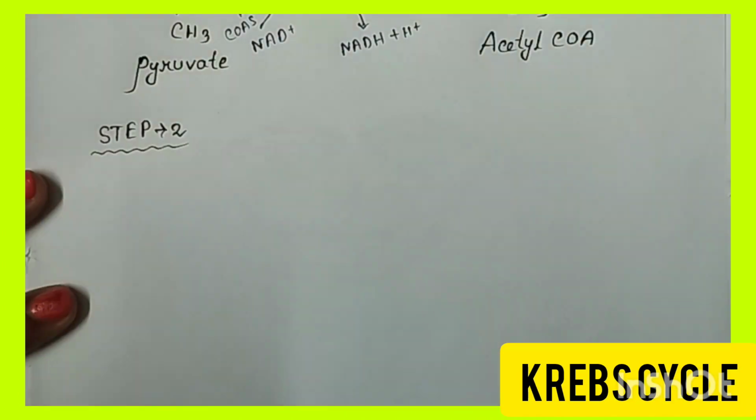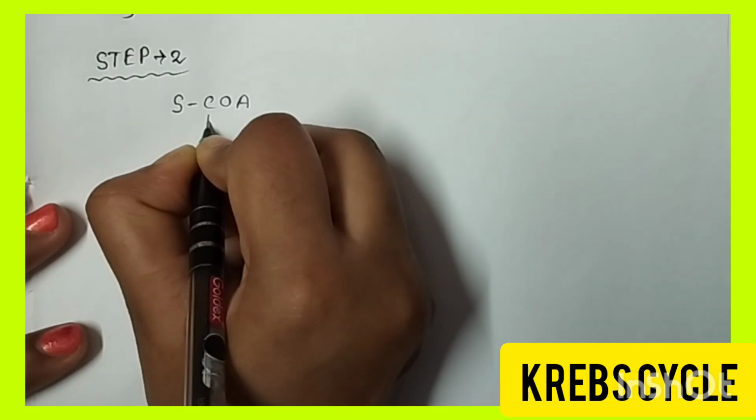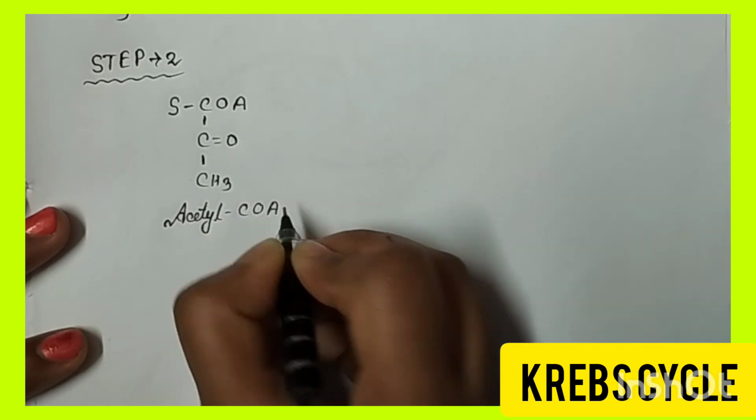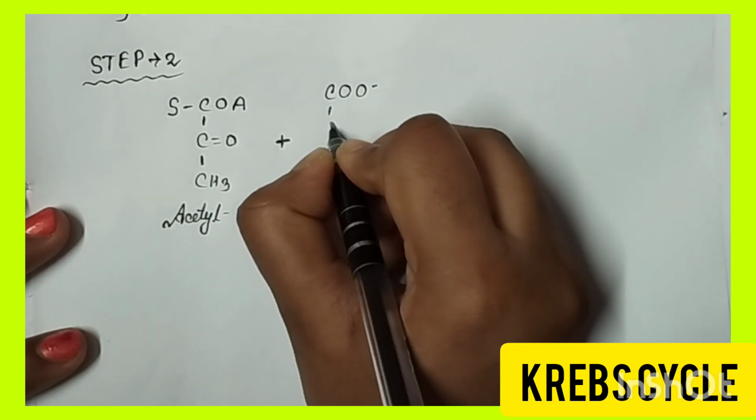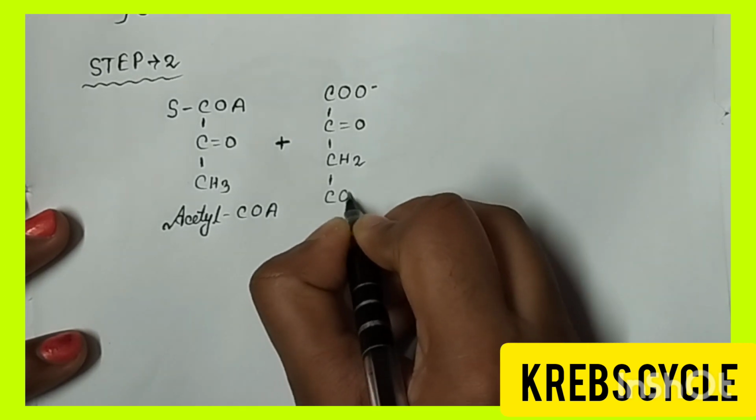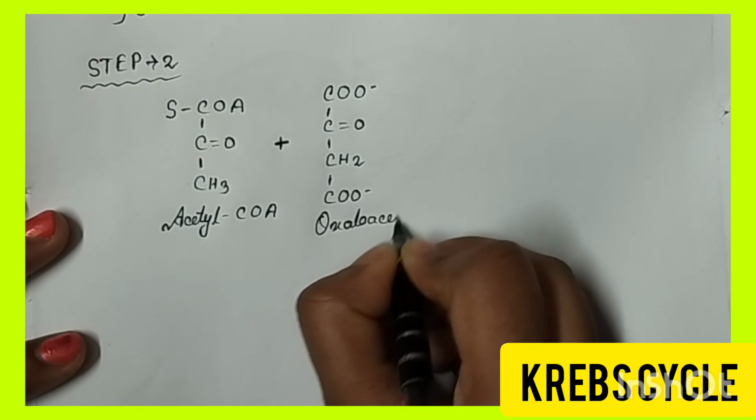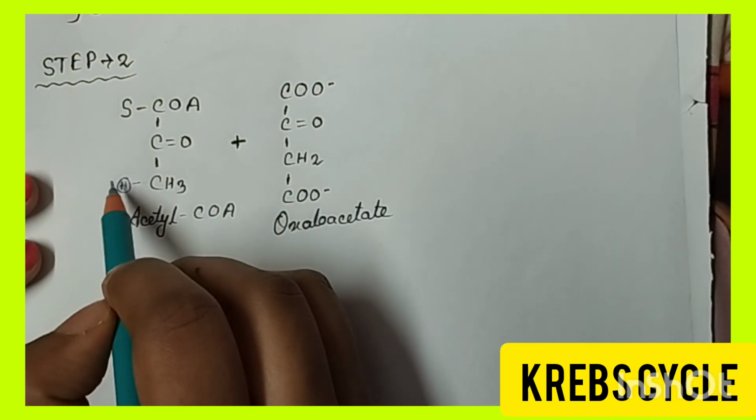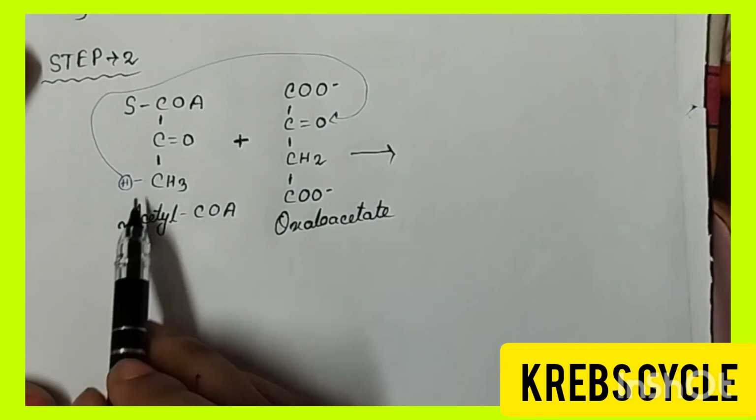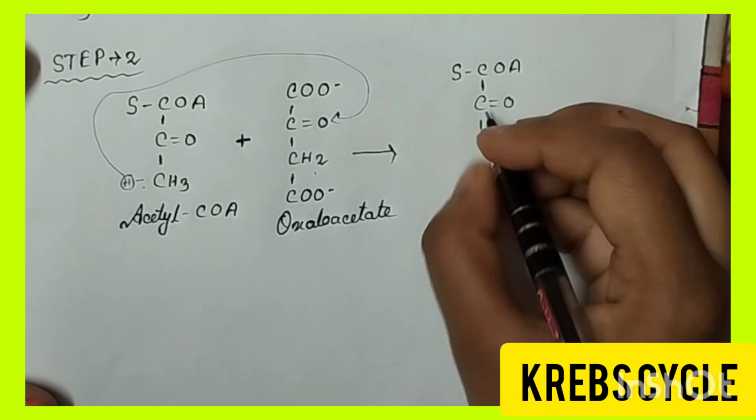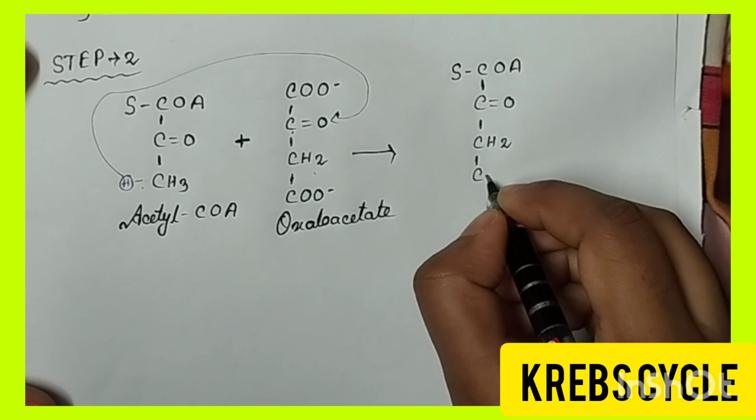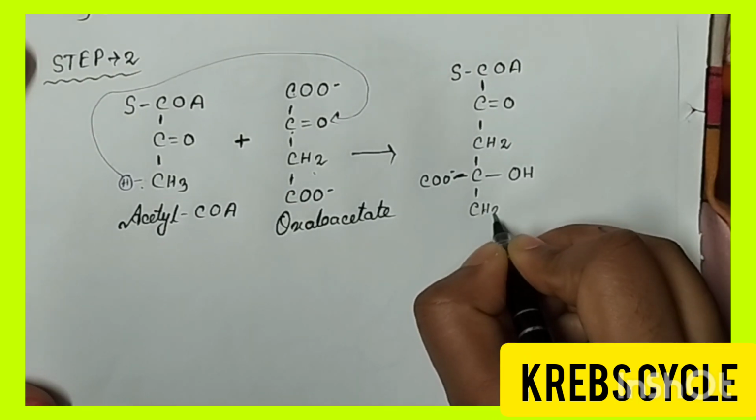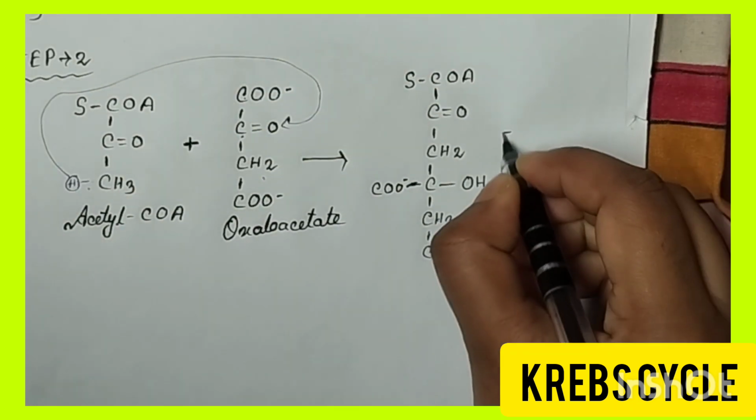The second step. The structure of acetyl CoA condenses with oxaloacetate. I have presented the acetyl CoA structure and the oxaloacetate structure, producing the form of citryl CoA. This reaction is very important. The formation of citryl CoA then undergoes hydrolysis with the help of citrate synthase.